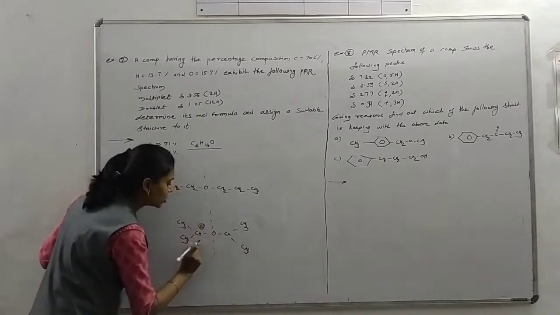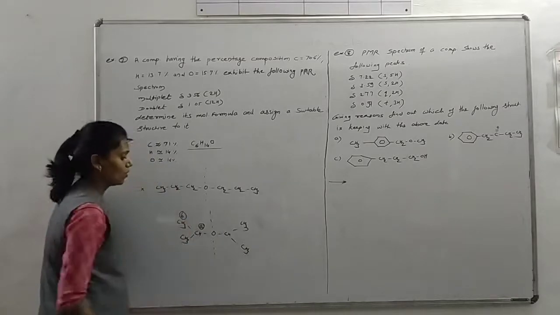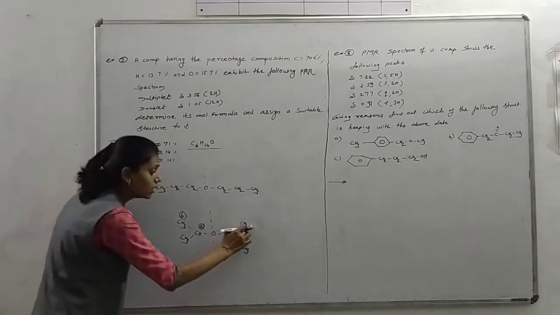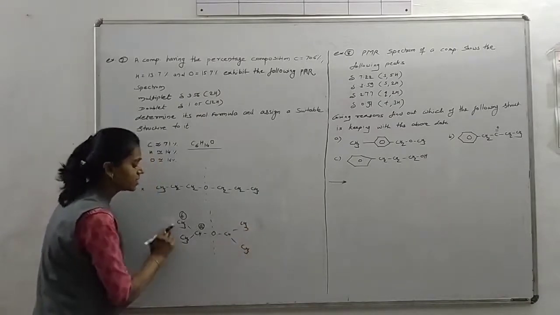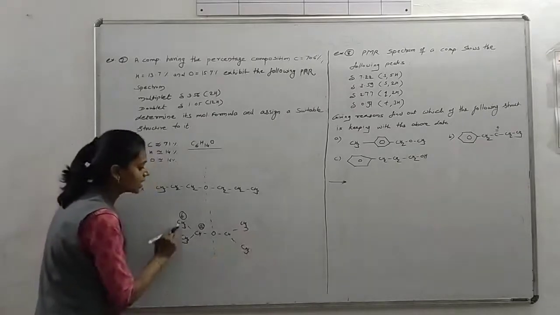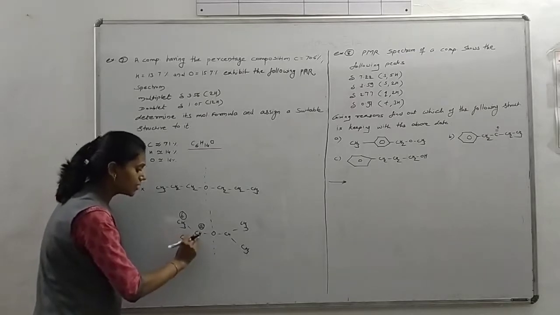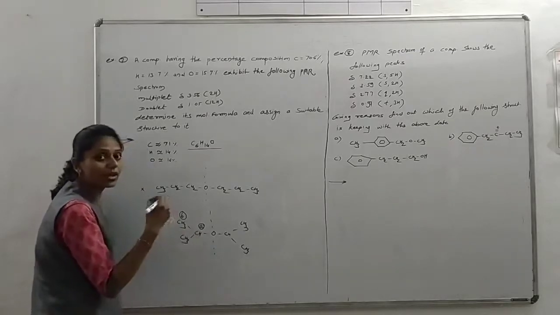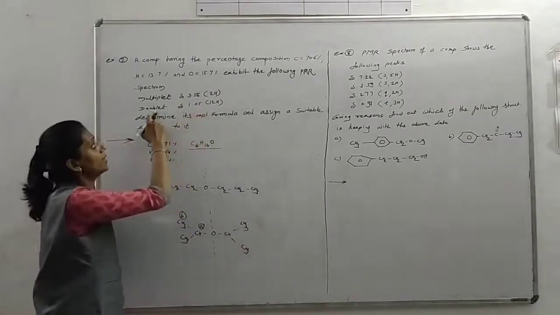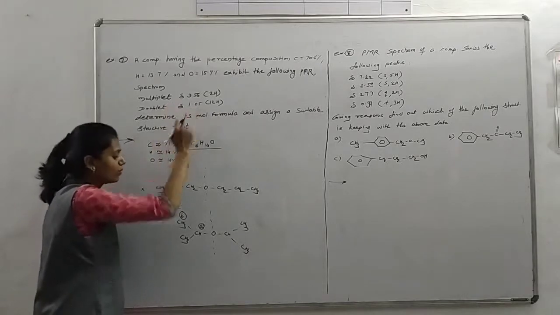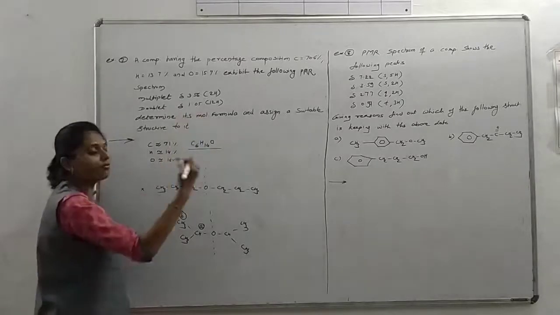1 signal for this CH. This CH group gives 1 signal, and this CH3 group gives 1 signal. That means these 12 protons, B type of protons, CH3, CH3, CH3, CH3, give a doublet. Okay, this is the CH group, and according to the N+1 rule, it gives a doublet. These 12 protons give a doublet, and its chemical shift value is 1.05. Since it is attached to carbon atoms, its chemical shift value is upfield.